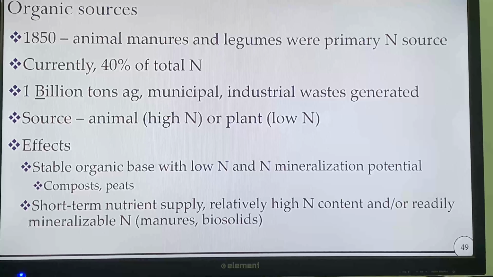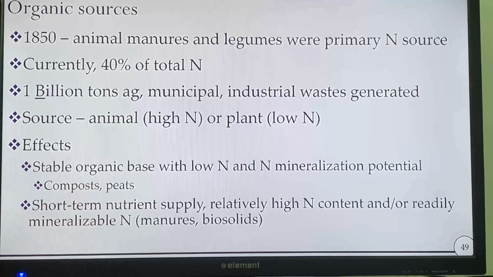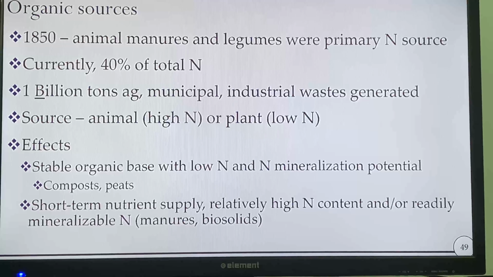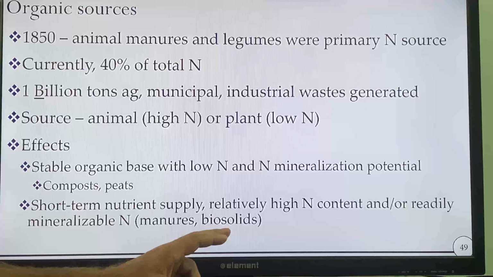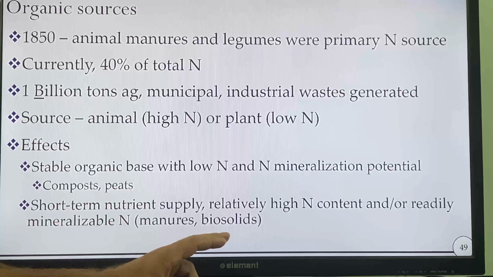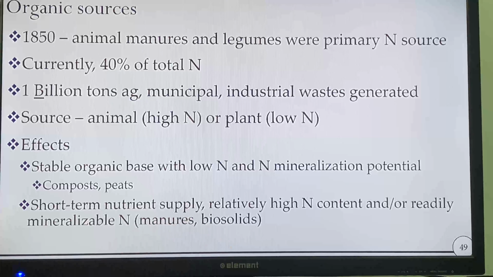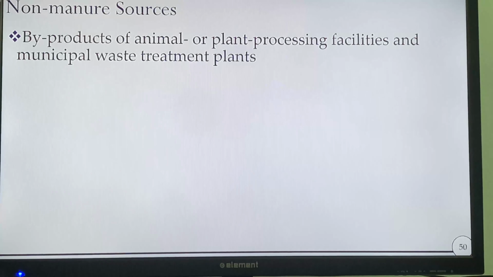We have short-term nutrient supply, relatively high nitrogen content, and that is going to be readily mineralized in our manures and biosolids. We call this bovine biosolid byproduct. So some other byproducts of those plant, animal, or plant processing facilities can be used as a secondary cash source.